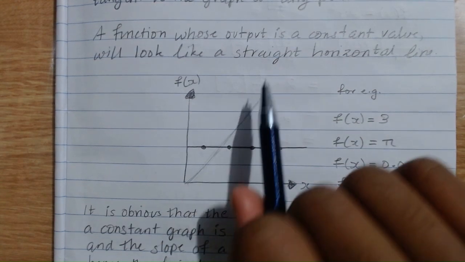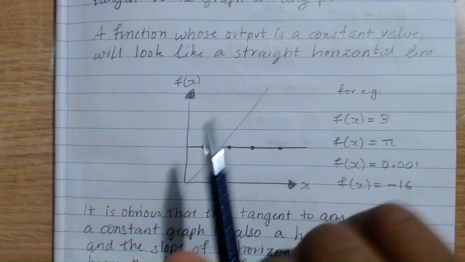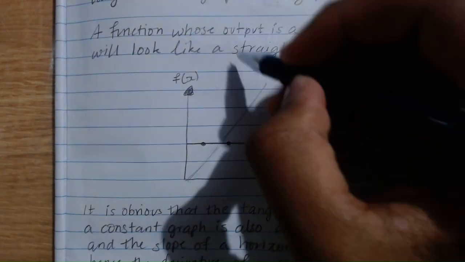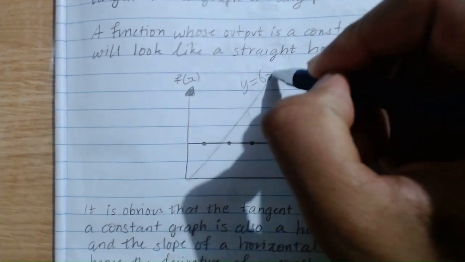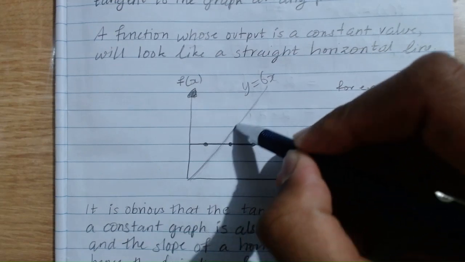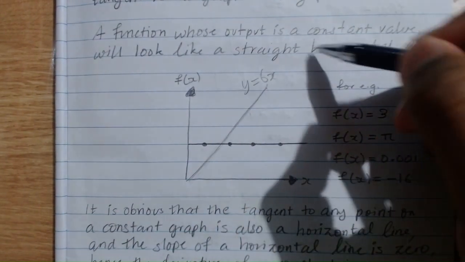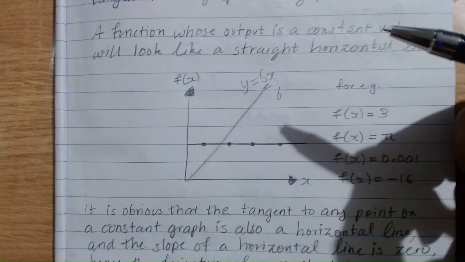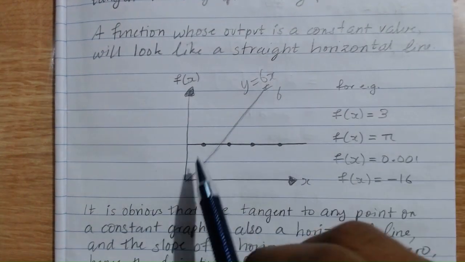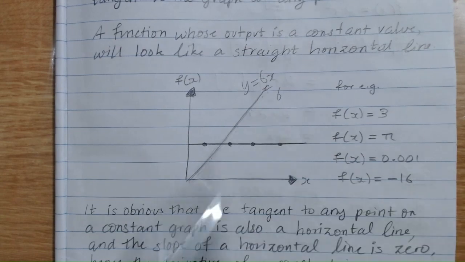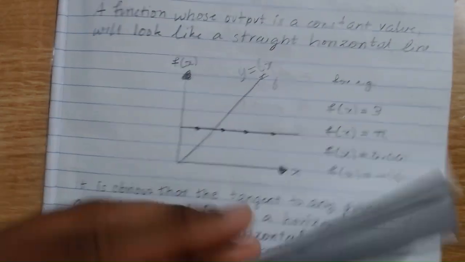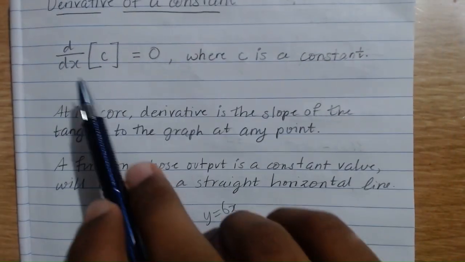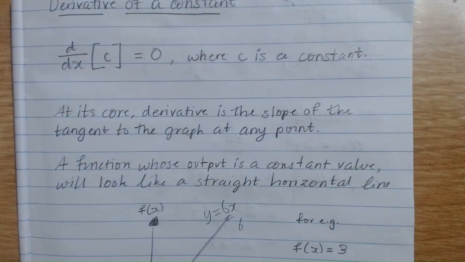So the derivative actually will be a constant expression. Let's say this line was y equals 6x. Well, it's not really y equals 6x, but imagine it was y equals 6x. The slope is 6, right? And the derivative is also going to be 6, because that's the slope of the tangent at any point on this graph. All right, so that's the derivative of a constant. So the derivative of a constant is always equal to 0.